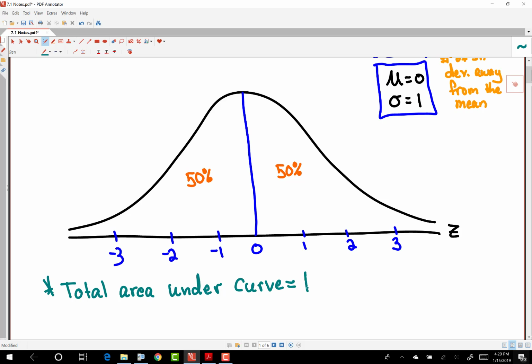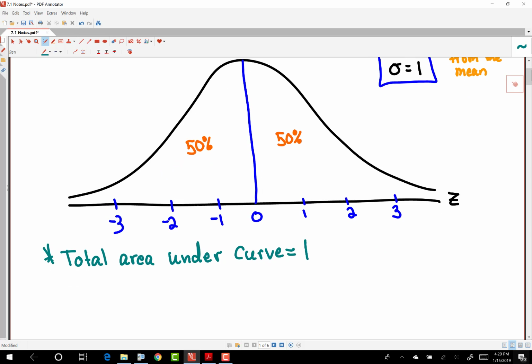I purposely drew this so that the curve itself is not touching the z-axis. It kind of just goes along. It gets closer and closer to that z-axis, but it never actually reaches 0. And what we're going to do is use a table, and I'll show you how to do that, to compute areas under the standard normal curve.